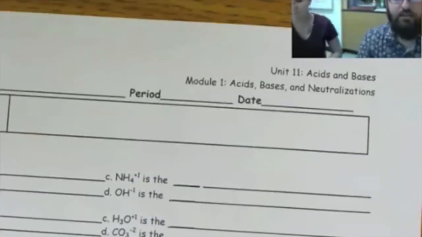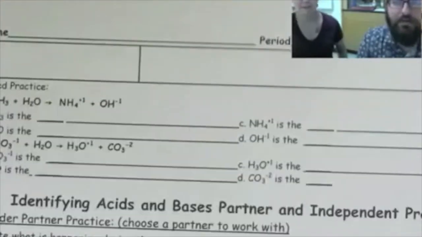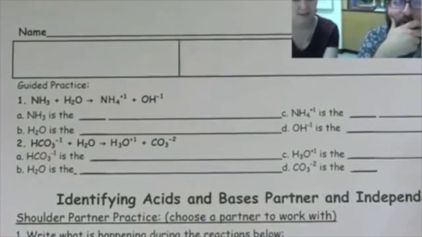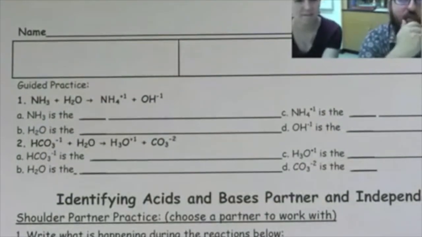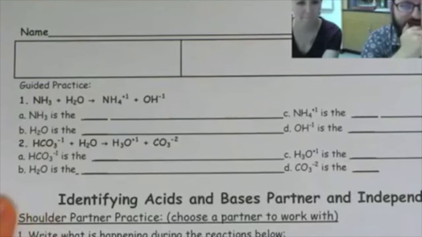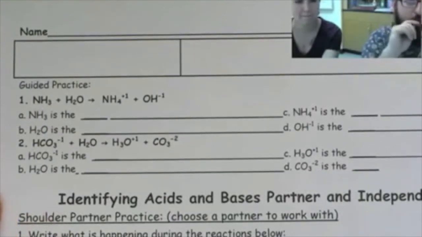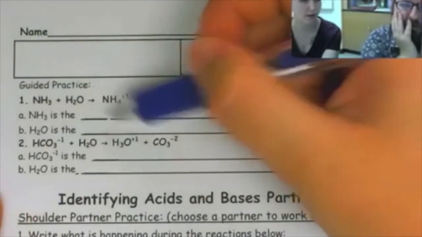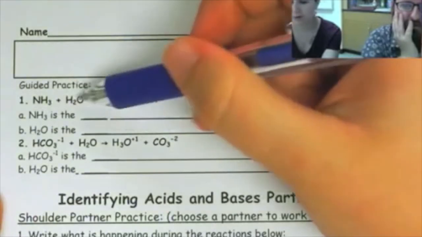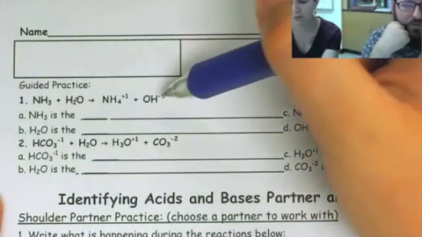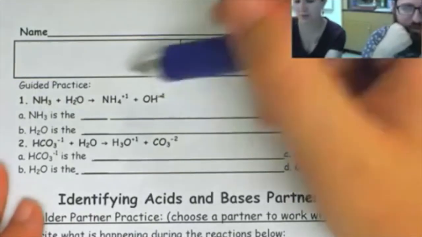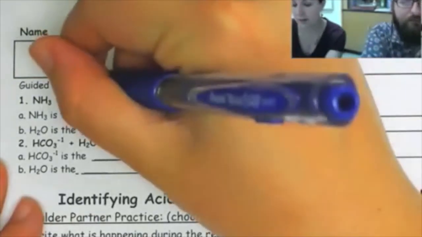All right. So I want to take a look at these guided practice problems that we have. Okay. Oh, man. Okay. Let's see. We've got NH3 and H2O, and we've got NH4 and OH. Okay. Let's take a look at what water is doing here. It goes from H2O to OH minus, right? Okay, so it lost the hydrogen. It lost the proton. So that makes it the acid here in that case.